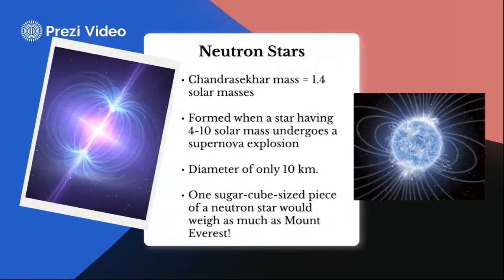Neutron stars are formed when a star has between 4 and 10 times the mass of the Sun and undergoes a supernova explosion. The intense pressure from the explosion compresses the core of the star into a sphere with a diameter of only about 10 kilometers. But with a mass of 1.4 times that of the Sun, these neutron stars are incredibly dense. One sugar cube sized piece of a neutron star would weigh as much as Mount Everest.